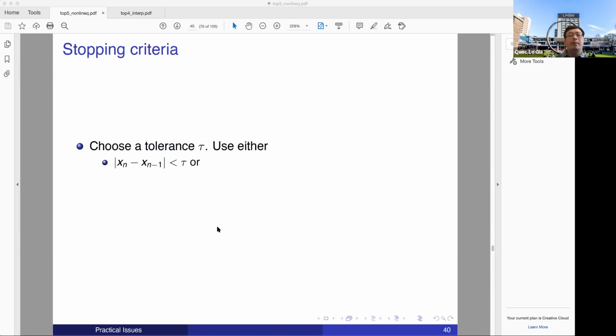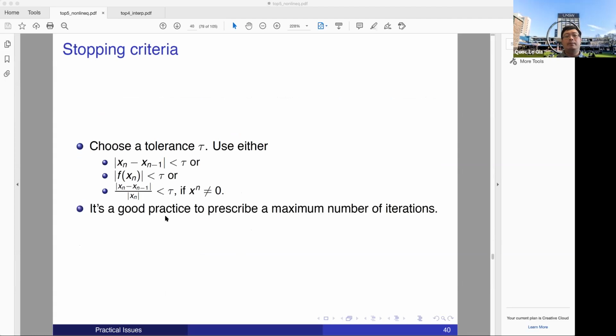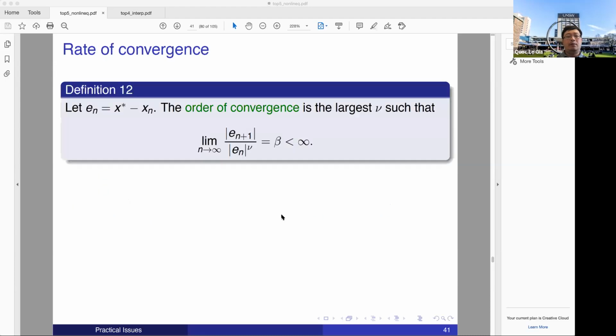So how do you stop? In my example, I just used a max iteration, but you can use other things. You can say that if your value is less than some tolerance, or if the iterates are too close to each other, or the relative distance is close, then you stop. Otherwise, just use a maximum number of iterations.